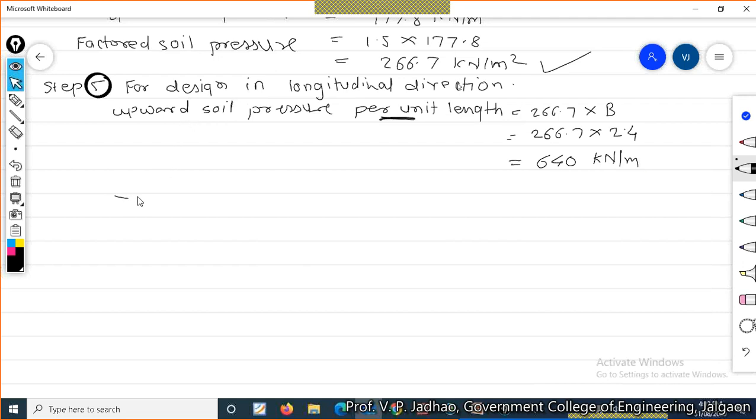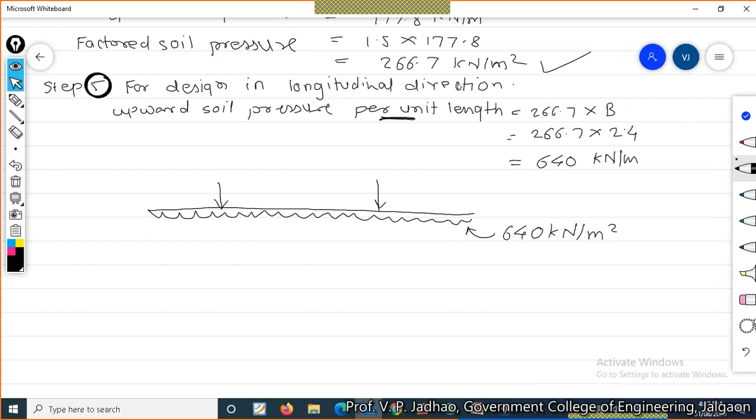Now if this is your beam, this is in kilonewton per meter. Now if this is your footing, we are considering this as a beam, and this is the column reaction. Now this loading is 640 kilonewton per meter square. And the column load here is 1600 kilonewton. Again here the column load is 1600 kilonewton.